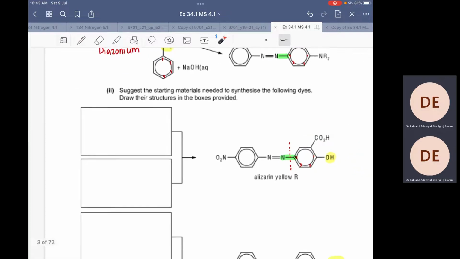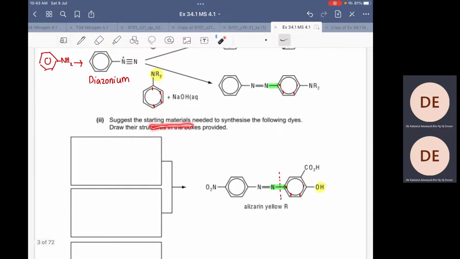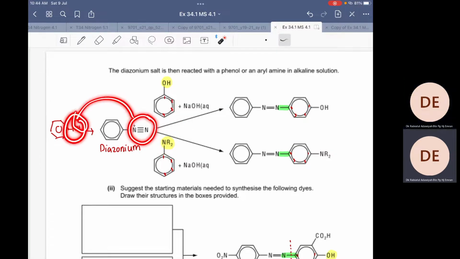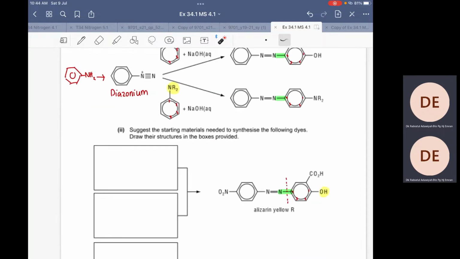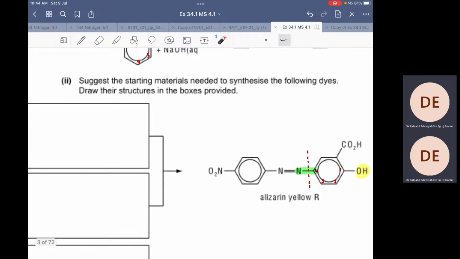Okay, now the question is asking for the starting materials. The mark scheme allows you to leave the answer as diazonium ion, but the correct answer is the more stable form. Remember, the diazonium ion came from the phenylamine. Okay, so we will just use the more accurate and the more accepted answer, which is phenylamine.